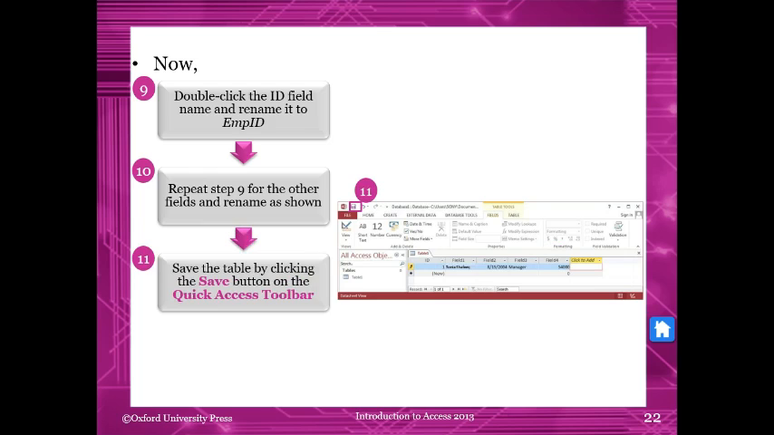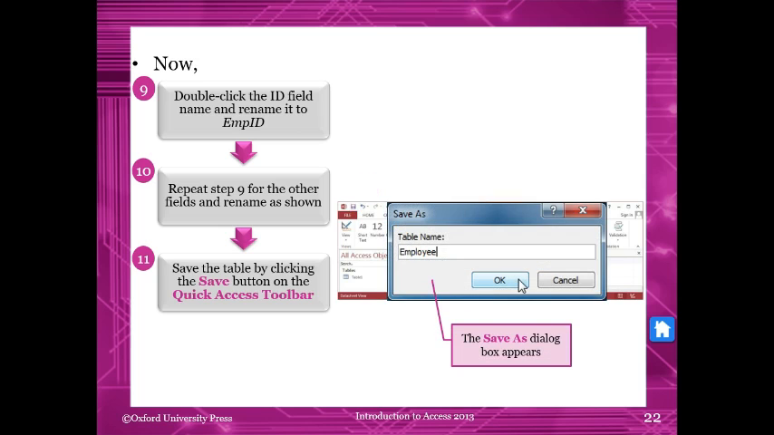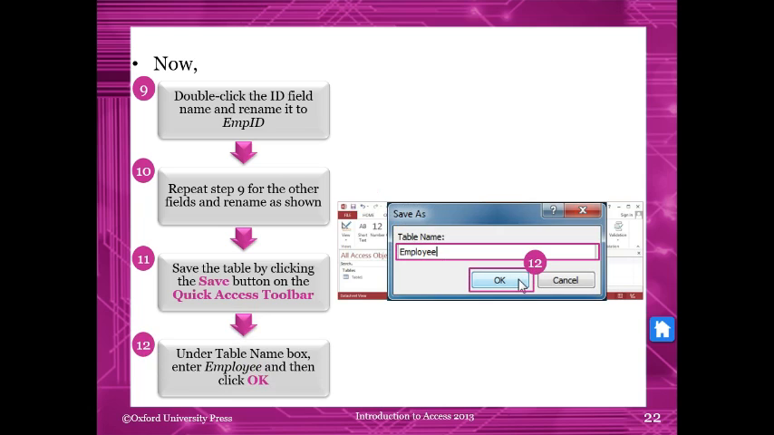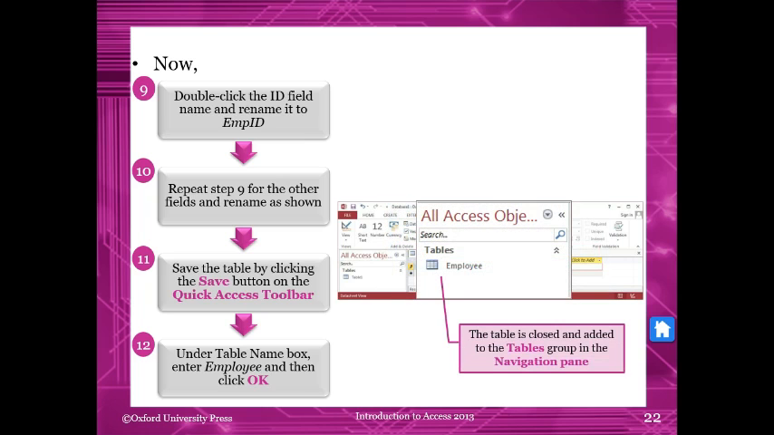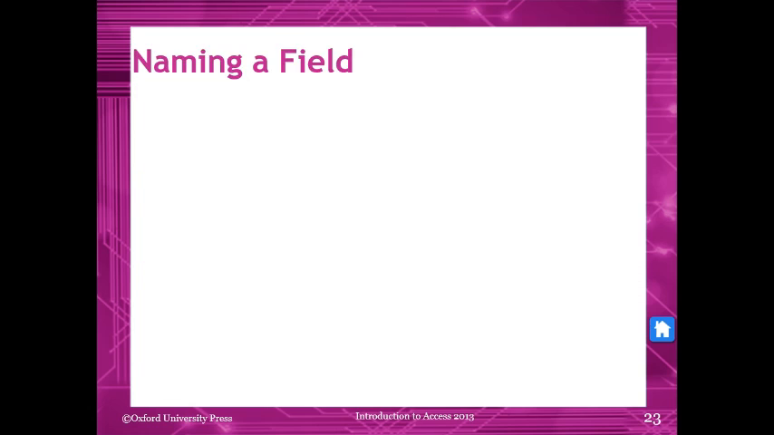Save the table by clicking the Save button on the Quick Access toolbar. The Save As dialog box appears. Under Table Name box, enter Employee and then click OK. The table is closed and added to the Tables group in the navigation pane.